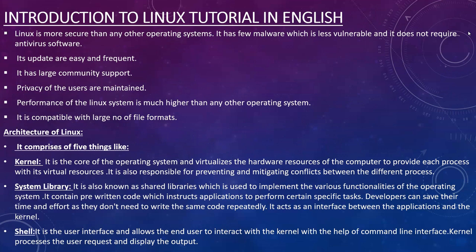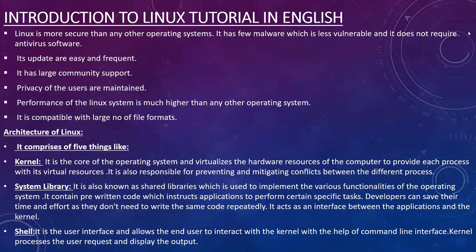The architecture of Linux comprises five things, like the kernel. It is the core of the operating system and virtualizes the hardware resources of the computer to provide each process with its own virtual resources. It is also responsible for preventing and mitigating conflicts between the different processes.